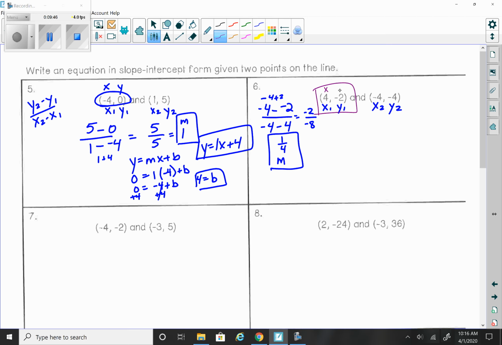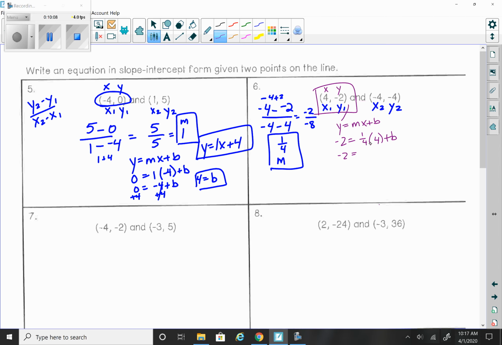I'll say 4 is my x, -2 is my y, and I'm going to plug these into slope-intercept form. So again, take that slope-intercept form, y equals mx plus b. We're going to plug -2 in for y. I'm going to plug 1/4 in for m. I'm going to plug 4 in for x, and I'm going to have to solve for b.